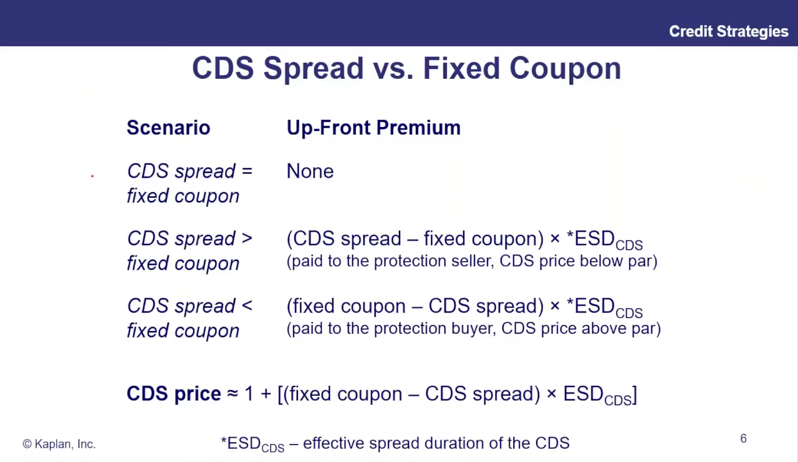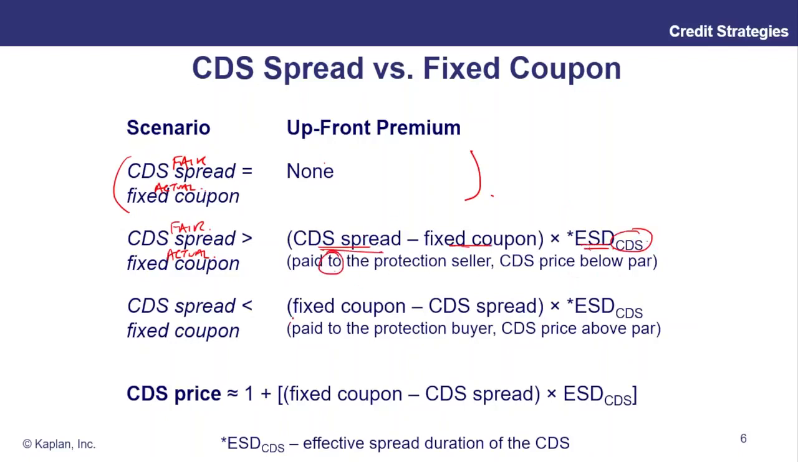In the unlikely scenario that the fair CDS spread is the same as the actual fixed coupon paid, then there'll be no upfront premium, but that's not very likely. In the more likely case where the CDS spread that's fair is greater than what's actually paid, then we take the difference. I think in my example it was 1.5 versus 1 for an investment grade name, and you scale up by the effective spread duration for the CDS. And that will be paid to the protection seller by the protection buyer because they're not paying enough.